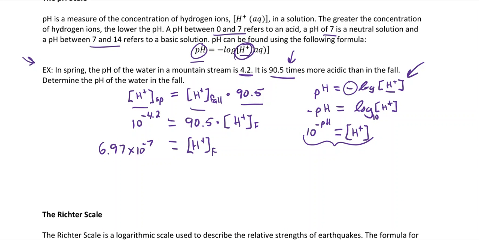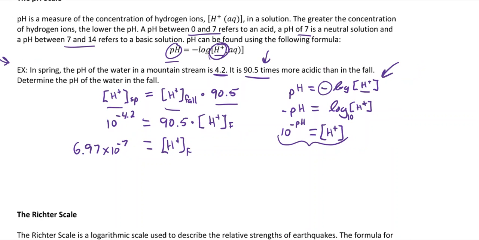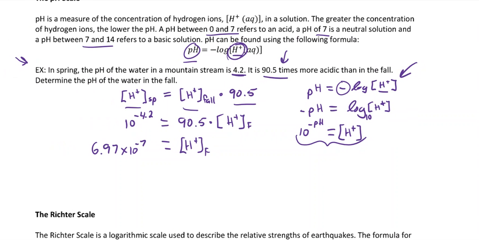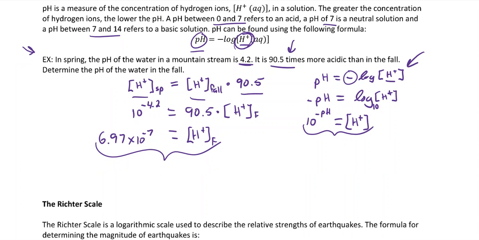So now, does that make much sense for my pH though? What did I just find there? Concentration. Yeah, that was my hydrogen concentration. So my last step here is going to be just to put it back into the original equation. So we can say, okay, then pH is equal to negative log of that 6.97 times 10 to the negative 7. So we end up with a pH of 6.2.